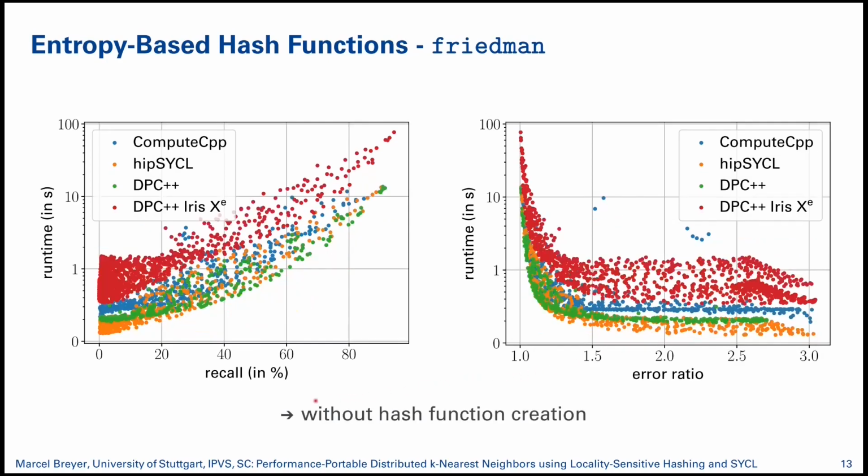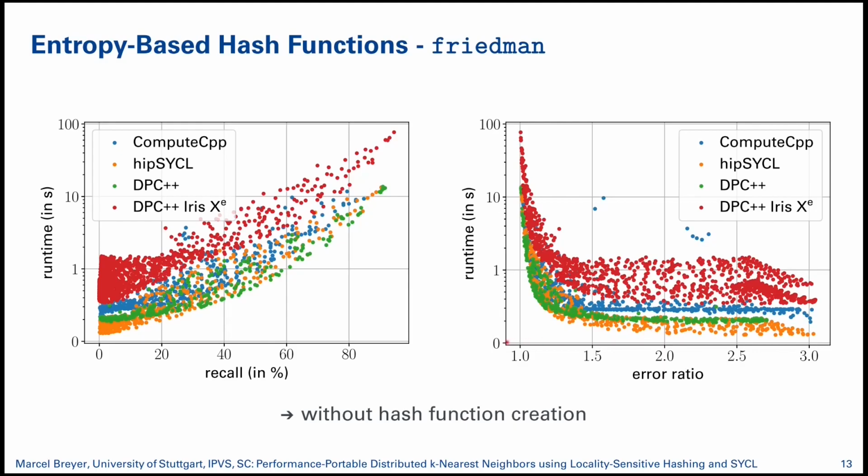Now, if we ignore the runtimes for the hash function creation and therefore ignore the static overhead, we see that all three SYCL implementations on the same hardware have again the same runtimes for the recall and the error ratio. And now, if an error ratio of 1.3 or 1.4 is enough, our runtimes consistently drop below 1 second for all three SYCL implementations.